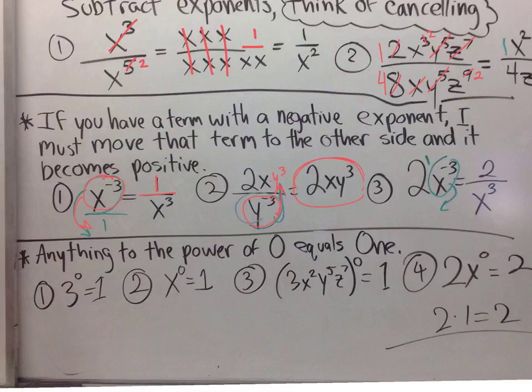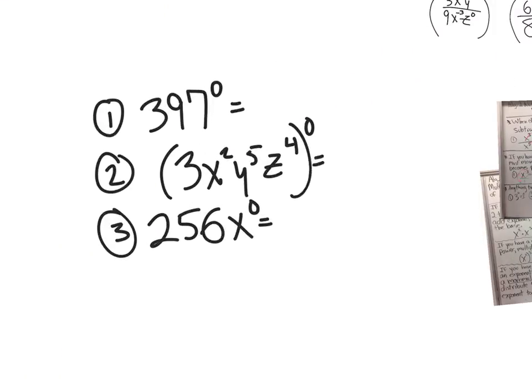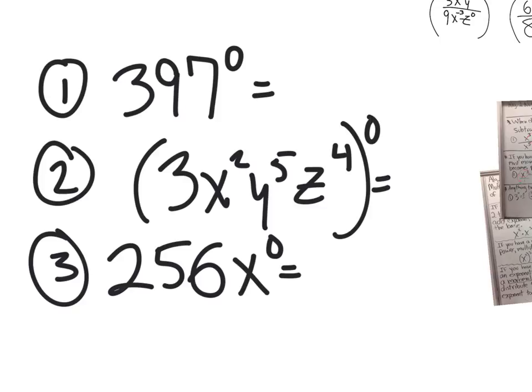Got that, Asad? Yeah. All right, so if we understand that anything to the 0 power equals 1, we should be able to do these guys right here. There's 3 of them. Nice and easy. Try them out. Number 1, what's the answer? 1. Number 2, what's the answer? 1. Number 3, what's the answer?